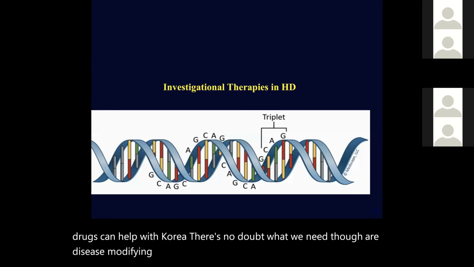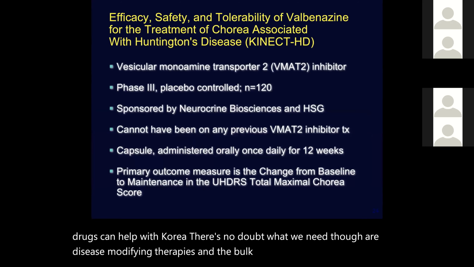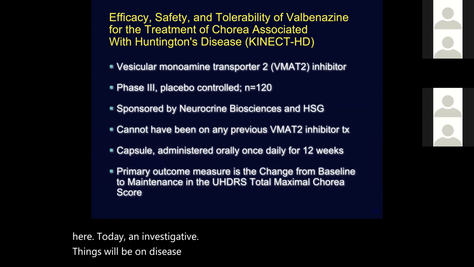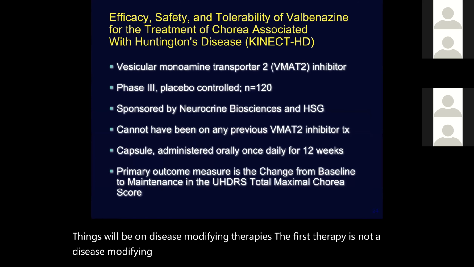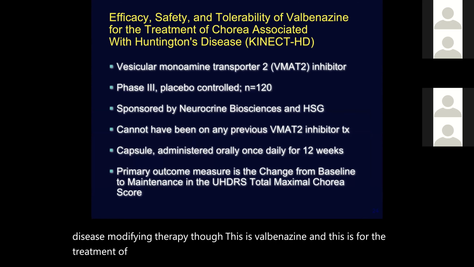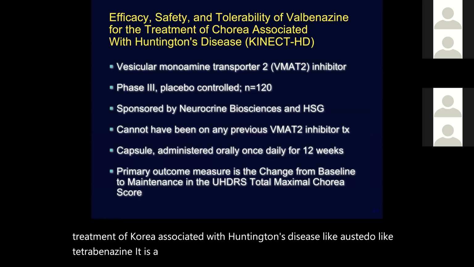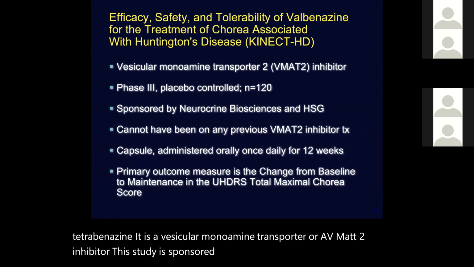And the bulk of my discussion here today on investigative things will be on disease-modifying therapies. The first therapy is not a disease-modifying therapy, though. This is valbenazine, and this is for the treatment of chorea associated with Huntington's disease, like Austedo, like tetrabenazine. It is a vesicular monoamine transporter, or a VMAT2 inhibitor. This study is sponsored by Neurocrine Biosciences and also the Huntington Study Group.